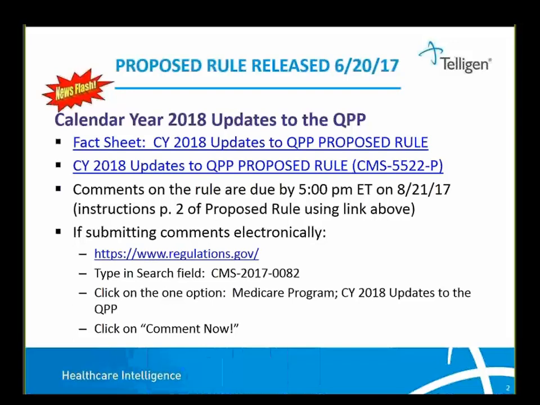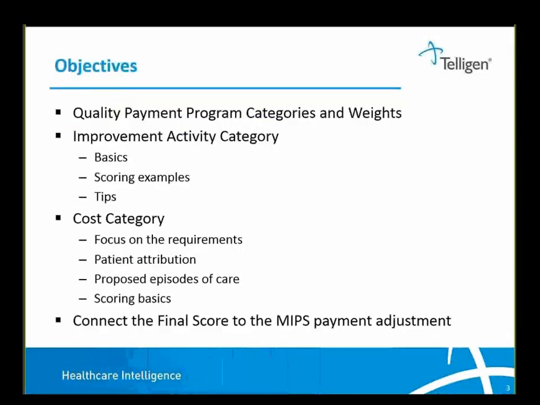I want to point out that comments on the rule are due by August 21st at 5 p.m. Eastern. Please take a look at the fact sheet and proposed rule in more detail. I'm including instructions on how to submit those comments electronically, but also on page 2 you will see how to mail in your comments. So you have options there, and we just want to make sure you're all aware of this. While we have not had time to read the final rule, we have had a chance to look at the fact sheet, mostly for both the improvement activities and cost categories, in preparation for this webinar. While we're going through the webinar today, we'll try to interject some proposals for your awareness. Again, that is just a proposed rule.